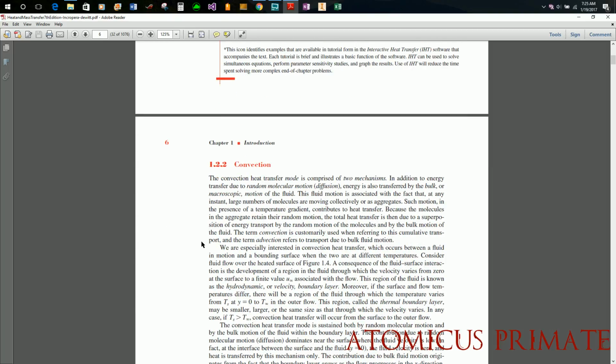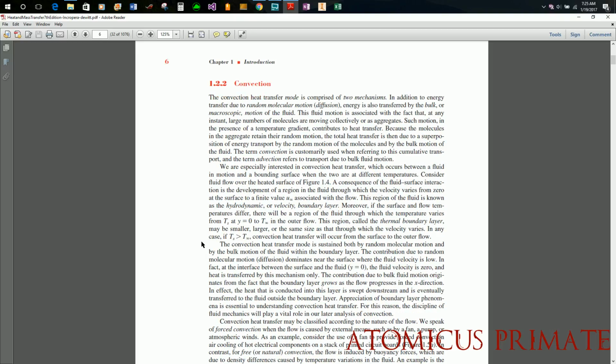Alright, so 1.2.2 Convection. The convection heat transfer mode is comprised of two mechanisms. In addition to energy transfer due to random molecular motion, that is diffusion, energy is also transferred by the bulk or macroscopic motion of the fluid. This fluid motion is associated with the fact that at any instant large numbers of molecules are moving collectively or as aggregates. Such motion in the presence of a temperature gradient contributes to the heat transfer. Because the molecules in aggregate retain their random motion, the total heat transfer is then due to superposition of energy transport by the random motion of the molecules and by the bulk motion of the fluid.